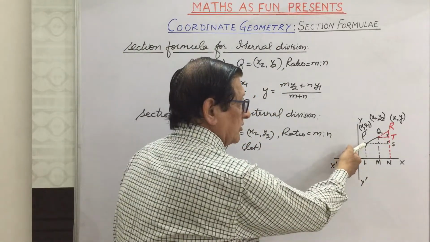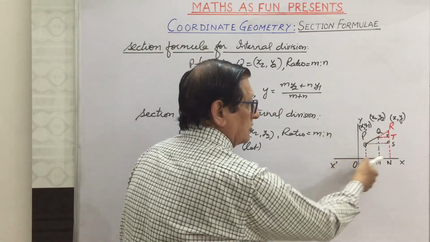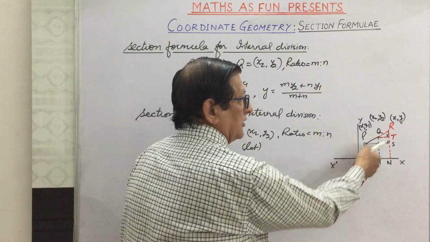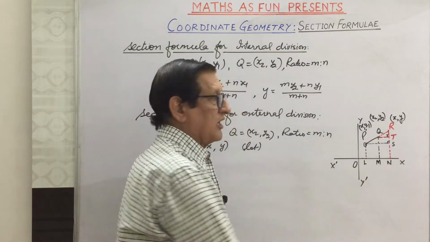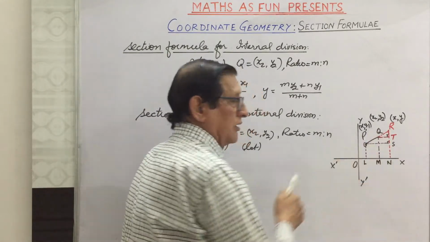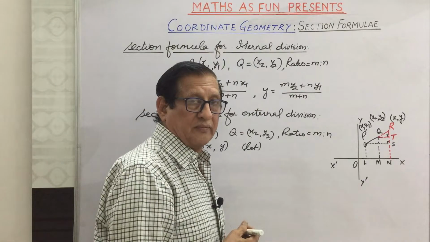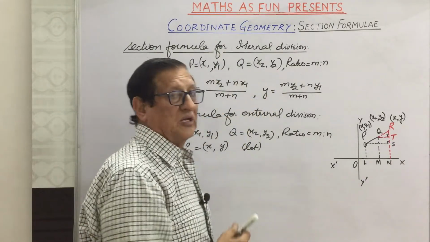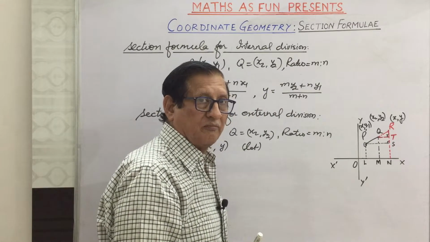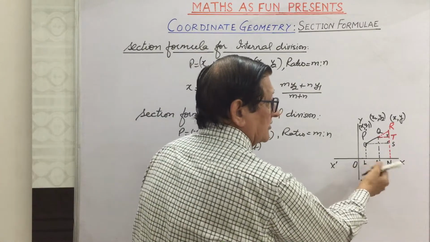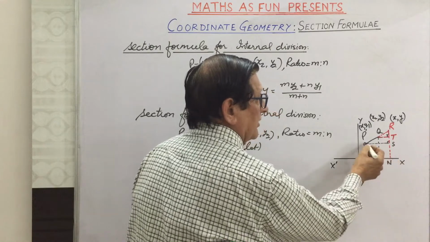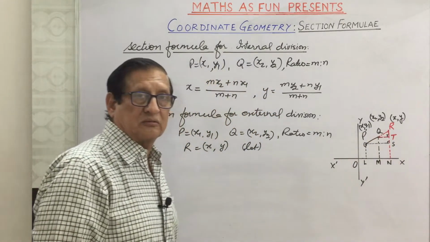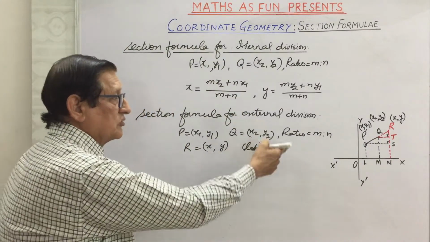We draw the perpendiculars from P, Q and R onto the x-axis. Then we draw a perpendicular from P to RN and from Q to RN. The same thing we did in the section formula for internal division also. Then finding these distances LM, MN, PS, QT, RT and RS, we substitute in that.